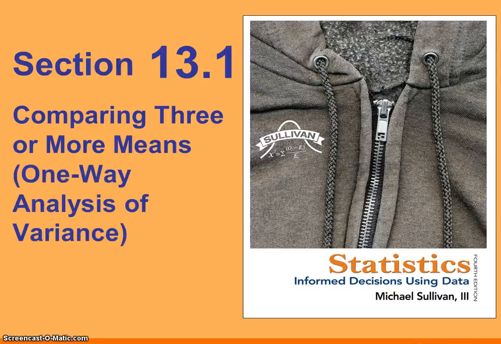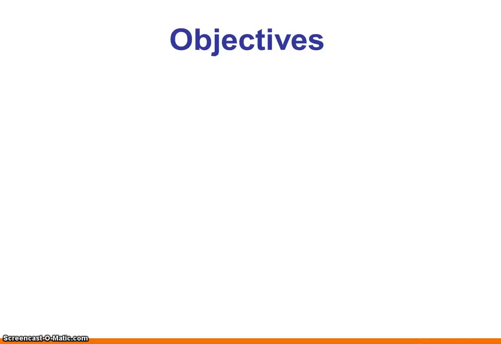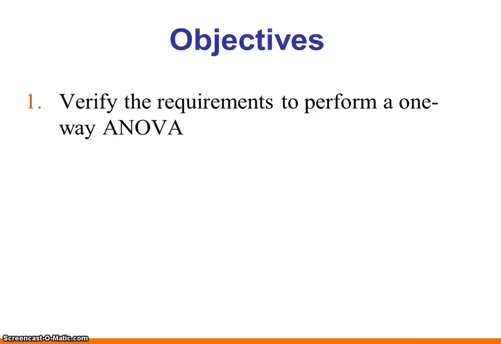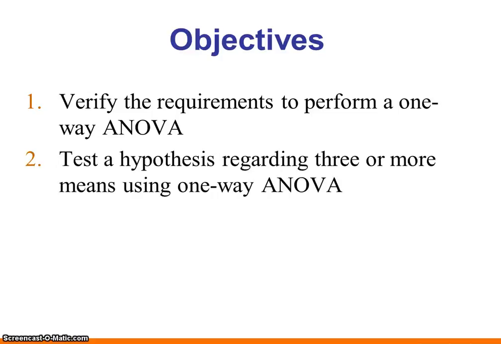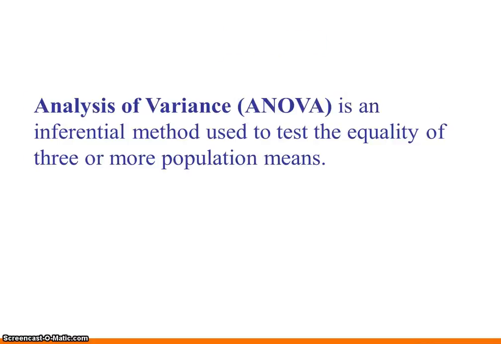So the first section we're going to look at then is 13.1, and this is called one-way analysis of variance, or ANOVA for short. And so these are some of the things we'll look at in this section. We'll look at verifying the requirements to perform a one-way ANOVA, and testing a hypothesis regarding three or more means using a one-way ANOVA. So analysis of variance is sometimes called ANOVA for short. It's an inferential method used to test the equality of three or more means for different populations.